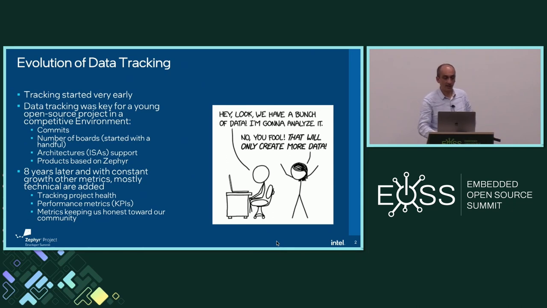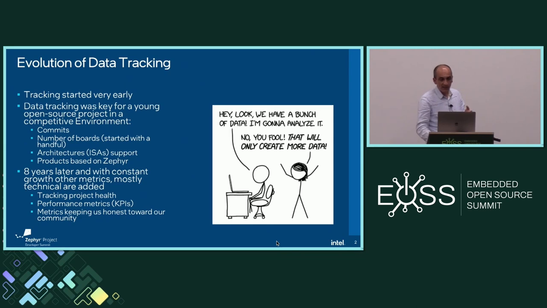We started looking at metrics related to project health, performance metrics, KPIs, key performance indicators, talking about performance here, footprint, and so on. And other metrics that in many ways keep us honest toward our community. Trying to track how long it takes for something to get merged, the review times, how long it takes for an issue to get resolved, and so on. All kinds of things that helped us improve our performance as an open source project, but also keep to the promise with which the project started, which included constrained devices, minimal footprint, and running on different architectures.